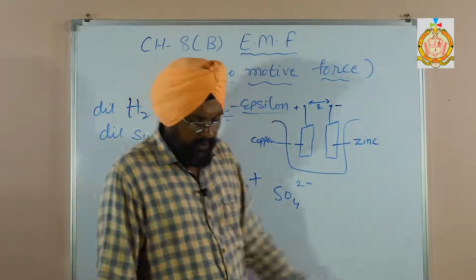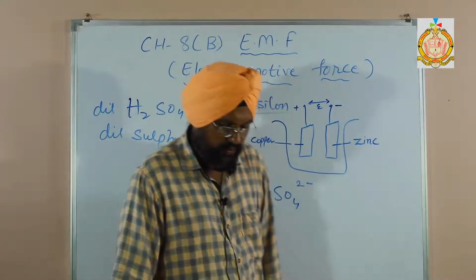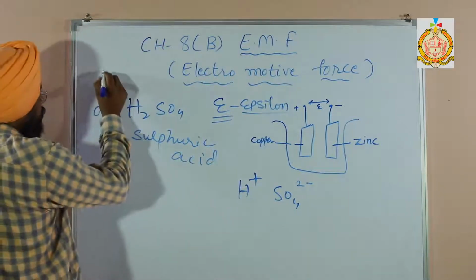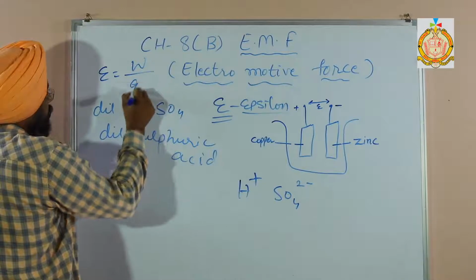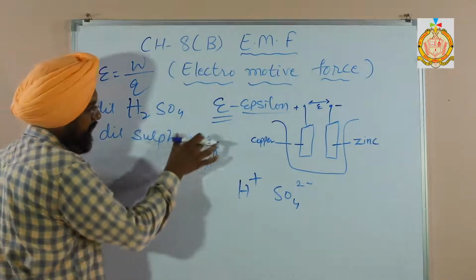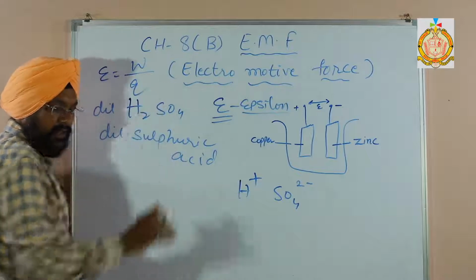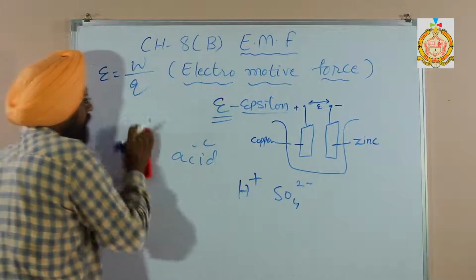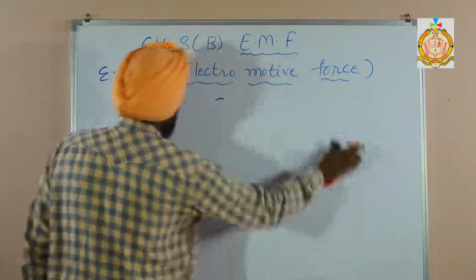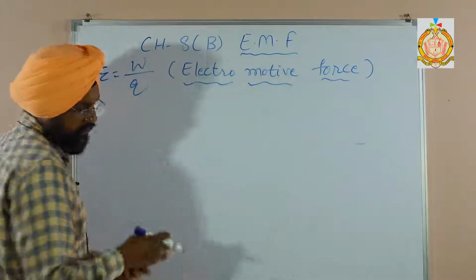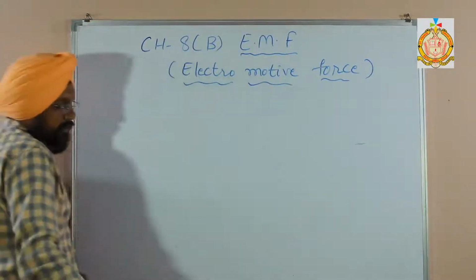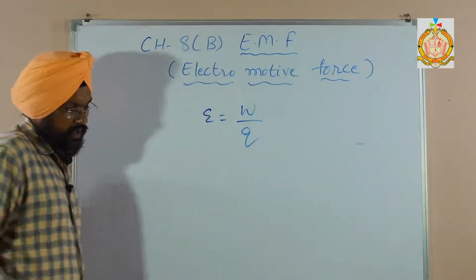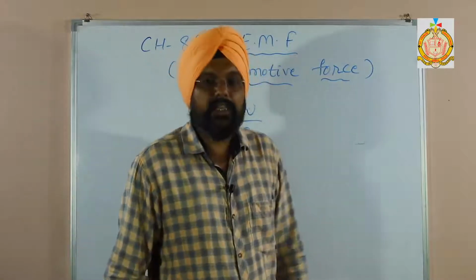So the work done in taking the test charge Q around the complete cell, then EMF is equal to work done upon charge. Who does work inside the battery? That is the charge, because the current is made up of charge. So here epsilon, that is EMF, is work done by the charge. The formula we have is epsilon, or EMF, is equal to work done upon charge. So what are the factors affecting the EMF of the cell?